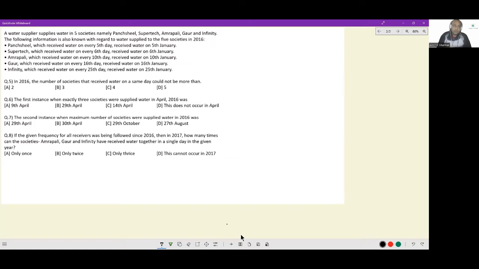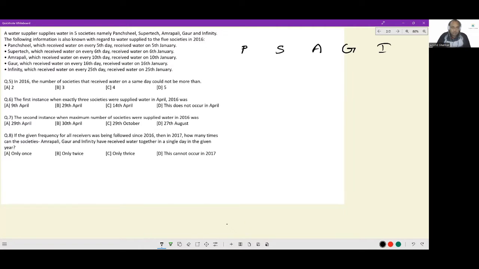Let's look at this question. A water supplier supplies water in 5 societies, namely Panchasheel, Supertech, Amrapali, Gaur, and Infinity. The following information is also known with regard to water supply to the 5 societies. Okay, we have Panchasheel, Supertech, Amrapali, Gaur, and Infinity.